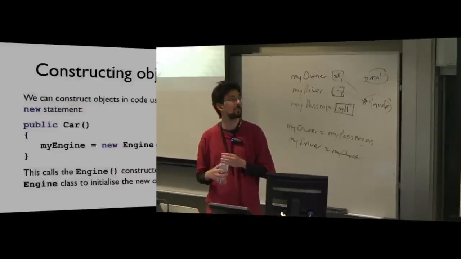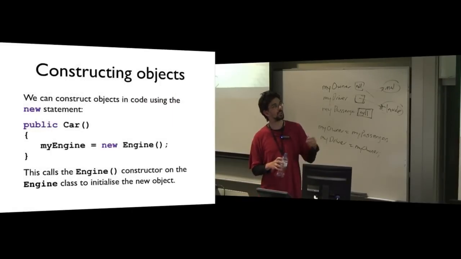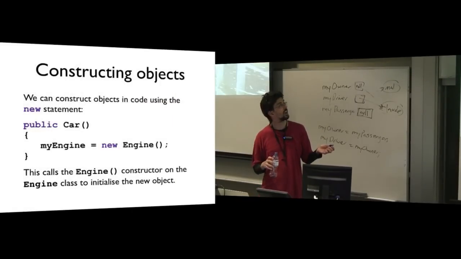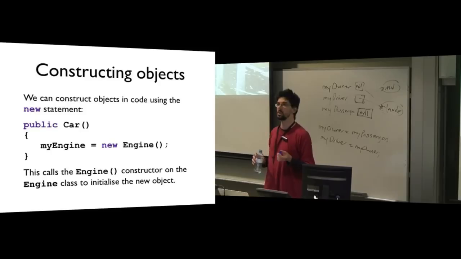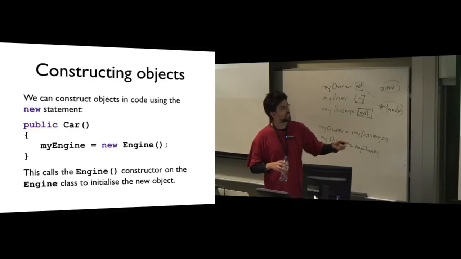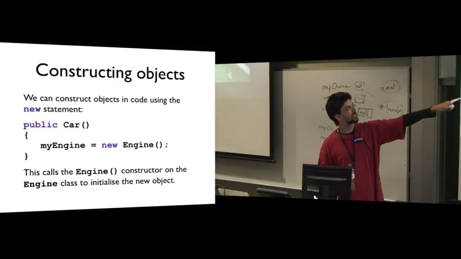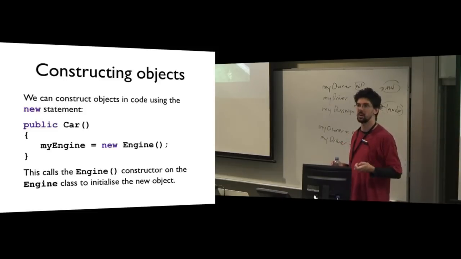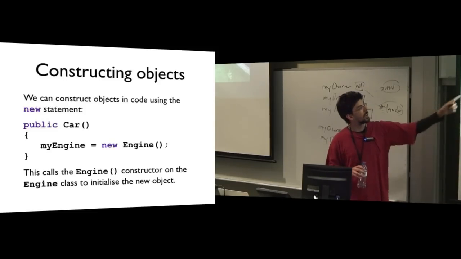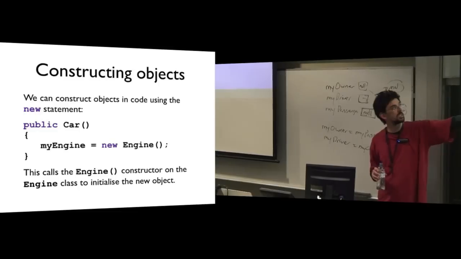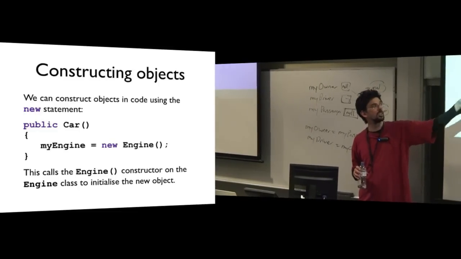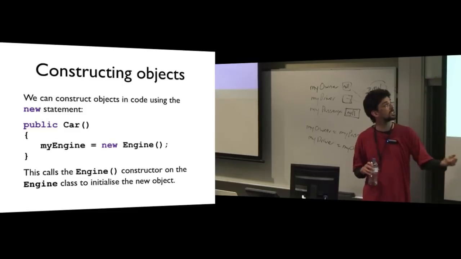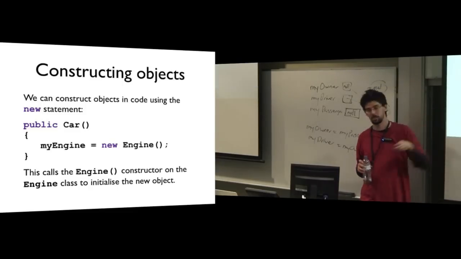So now in order to initialize those fields, we need to actually be able to construct objects. Where we talked before about writing constructors, and how to call the constructors from BlueJ, now we can start calling the constructors in our code. And so this new statement is the way we call a constructor in code. We can say my engine equals new engine. And new engine will construct an engine object and then assign that engine object to my engine.